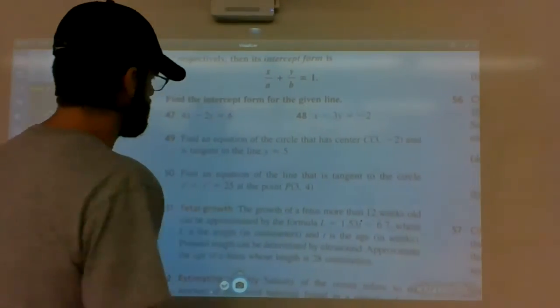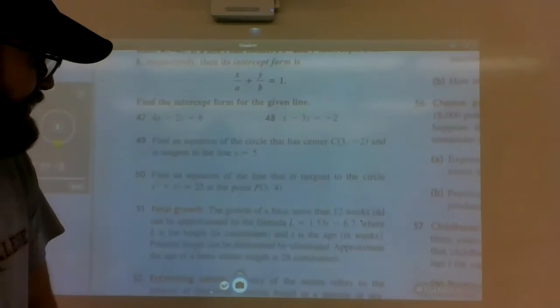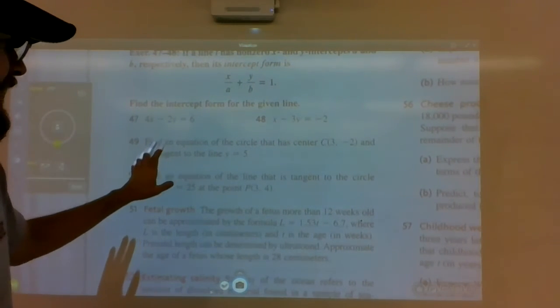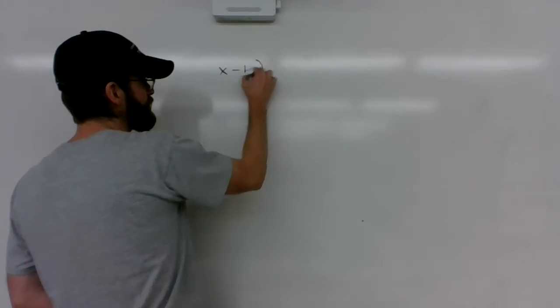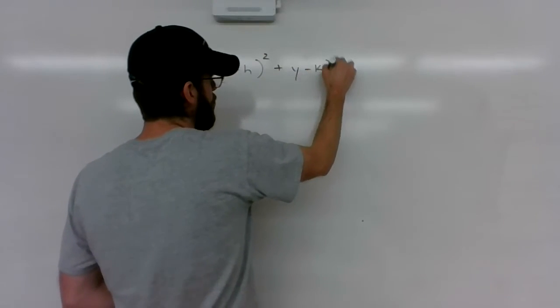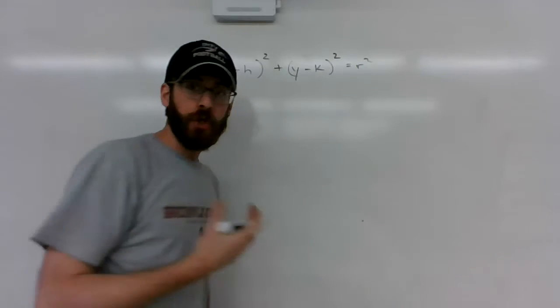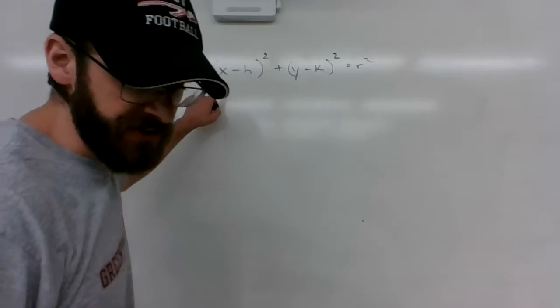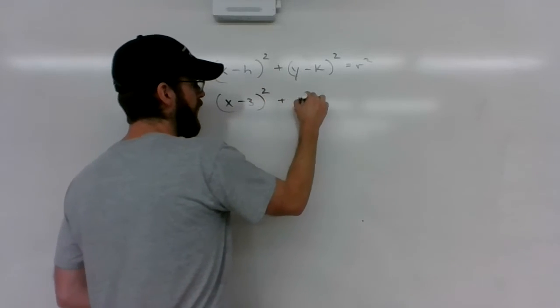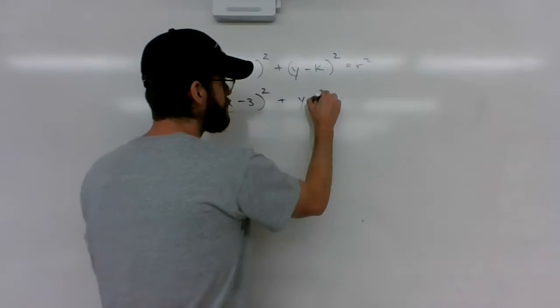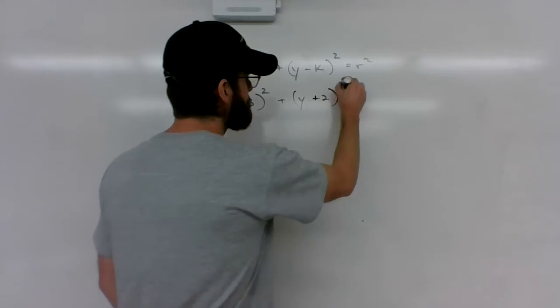Okay, I think we got the information we need. I'll let the document camera go here. So x minus h squared plus y minus k squared equals r squared. That's our equation for any circle. We know the center is 3, -2, so it's x minus 3 squared plus y minus a -2, which would be plus, equals r squared.